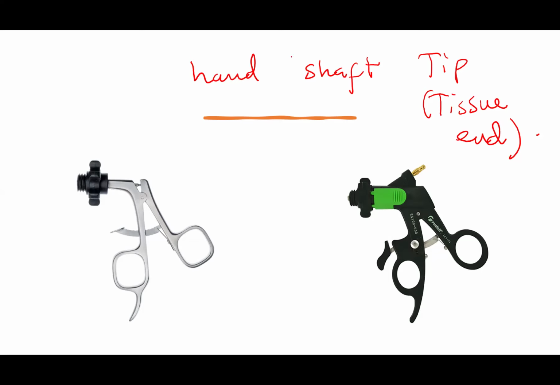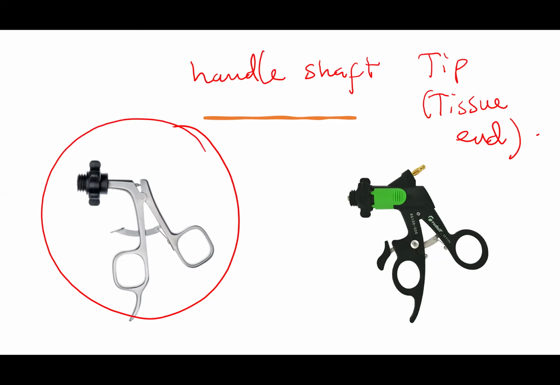Now, the hand instrument, the handle, this is the handle. This handle has a finger bow here, where your thumb and the middle finger or the ring finger enter. Then you have the ratchets. This is the ratchet for lock. You can lock the handle so that the tip holding the tissue is secured. It can't be manipulated. So that is the handle of the instrument. It could be ratcheted or non-ratcheted.